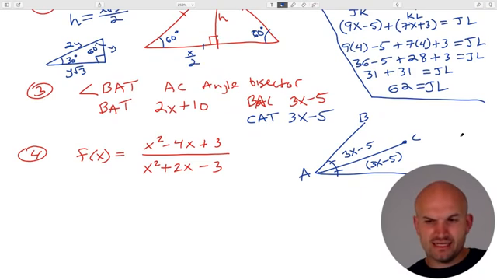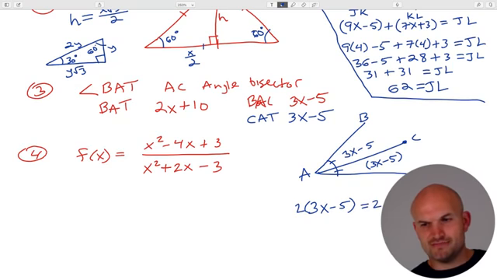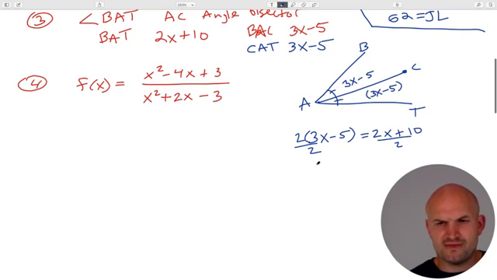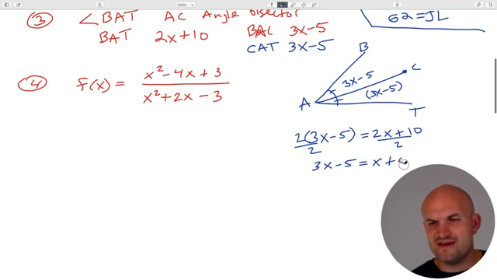So again, we can now see here, we can add them. This plus this has to equal BAT. So we can say 3x minus 5, let's just do times 2, is equal to 2x plus 10. You could say 3x minus 5 plus 3x minus 5 is equal to 2x plus 10. And then let's divide by 2 on both sides. It's been a really long time since I did a problem like this. So 3x minus 5 is equal to x plus 5.